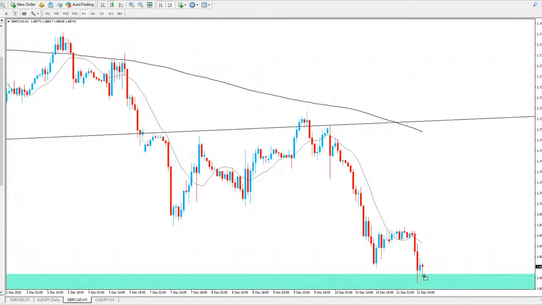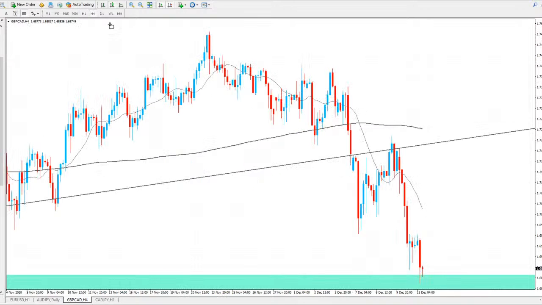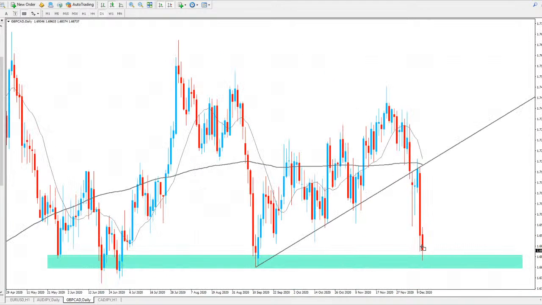But again, longer term from a 4 hourly point of view, and probably daily as well, probably expecting a push to the upside soon, since we're coming up to that area, but could see the market move a little bit further to the downside for GBP CAD.